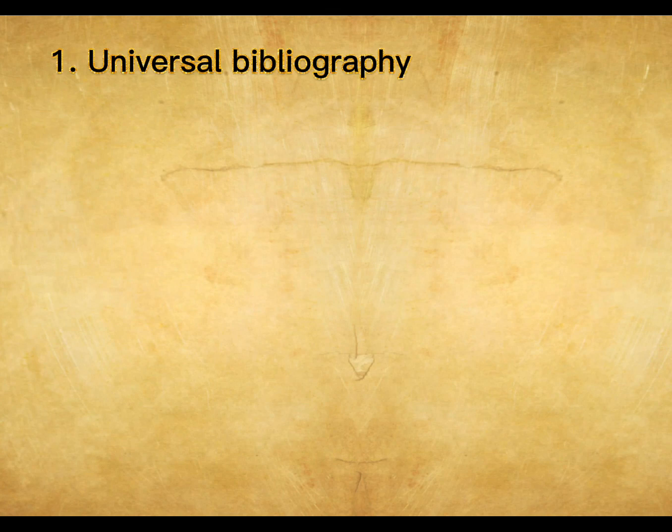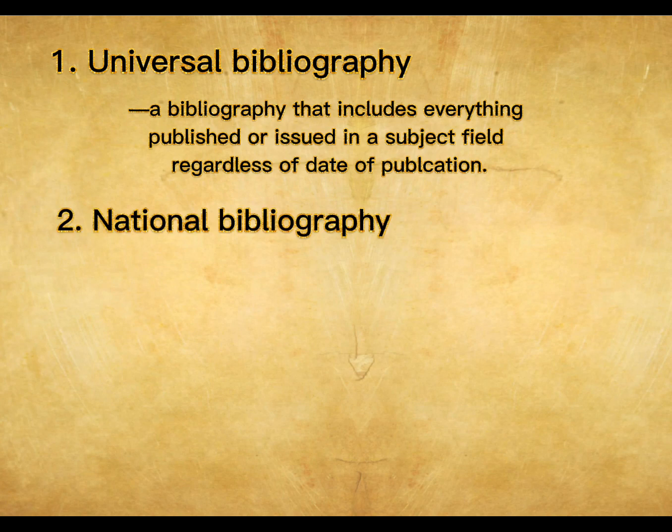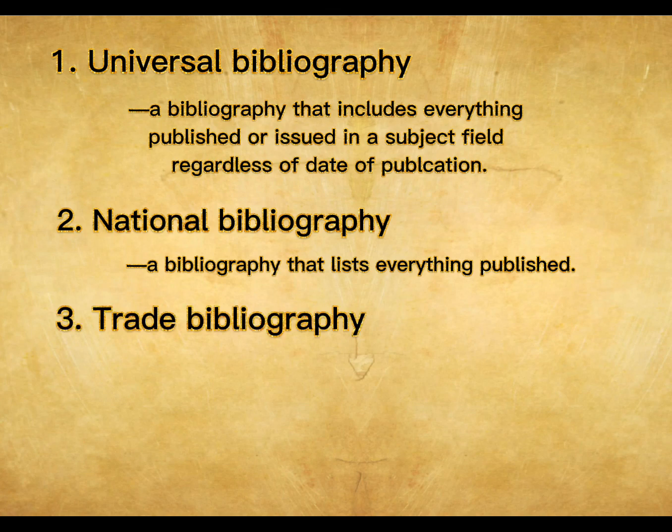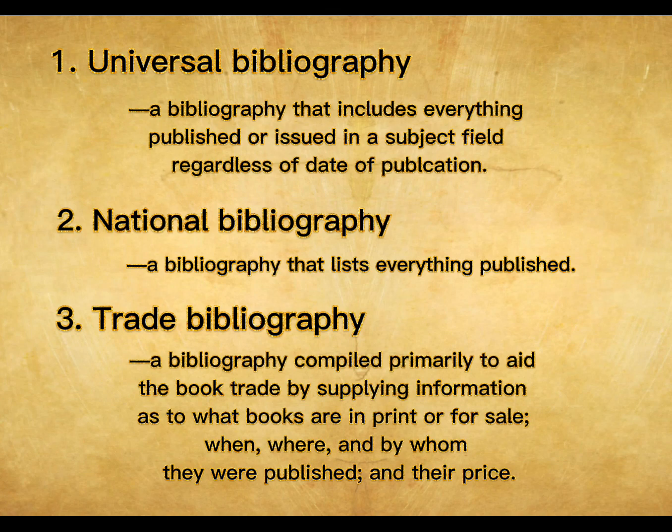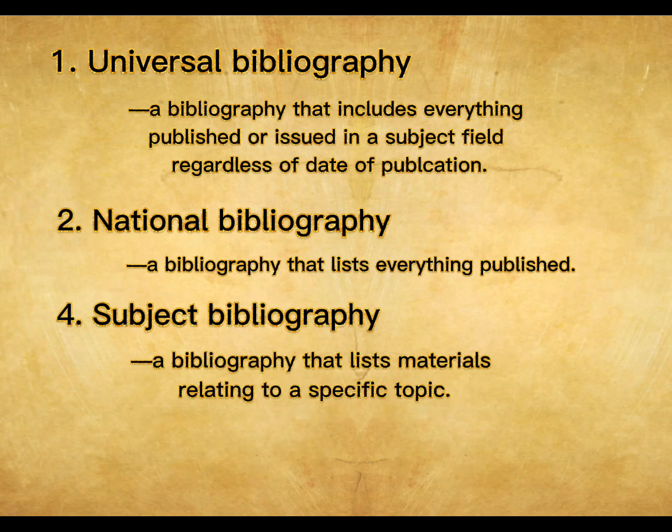1. Universal bibliography. A bibliography that includes everything published or issued in a subject field, regardless of date of publication. 2. National bibliography. A bibliography that lists everything published. 3. Trade bibliography. A bibliography compiled primarily to aid the book trade by supplying information as to what books are in print or for sale, when, where, and by whom they were published, and their price. 4. Subject bibliography. A bibliography that lists materials relating to a specific topic.